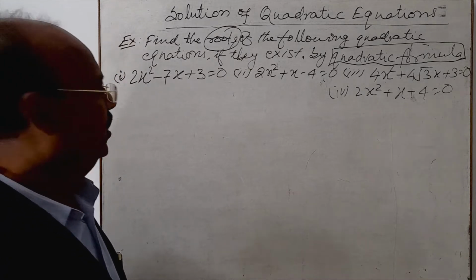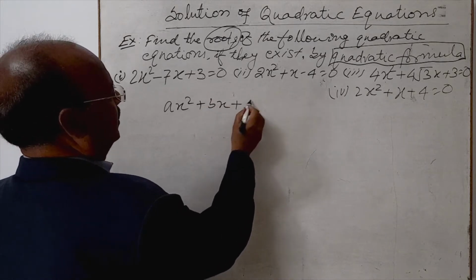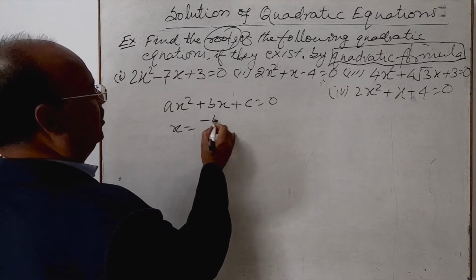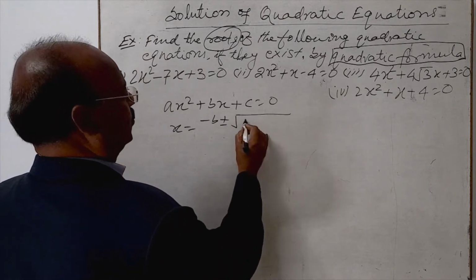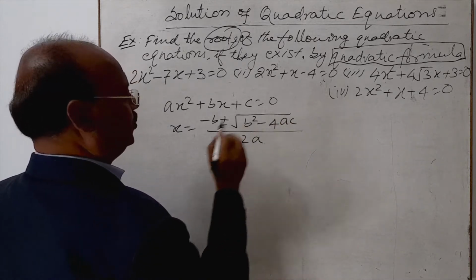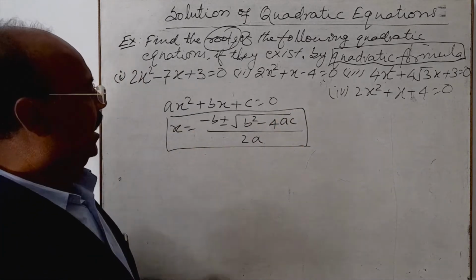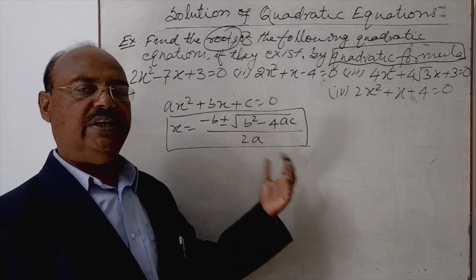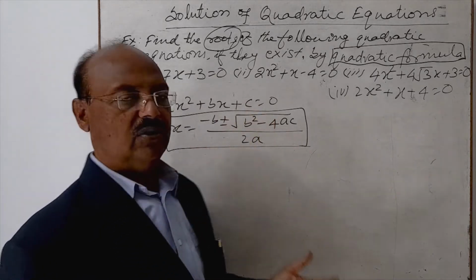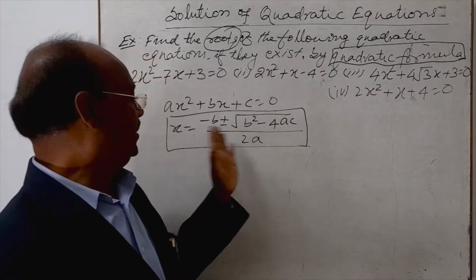Let us discuss it. Suppose any quadratic equation is ax square plus bx plus c is equal to 0. Then there is a formula: x is equal to minus b plus minus root over b square minus 4ac, divided by 2a. This formula is known as the quadratic formula, and we can get this formula very easily by the method of completing the square. Here we are not going into details of how to get this formula, but you are supposed to remember it.